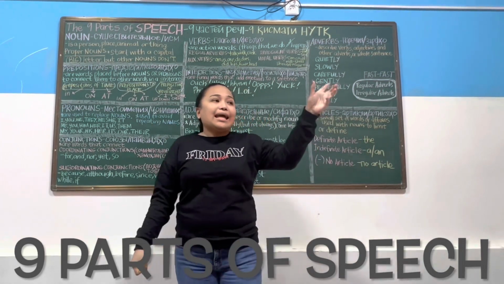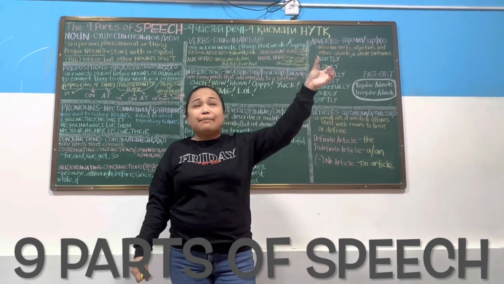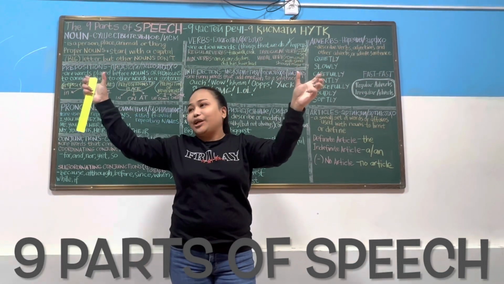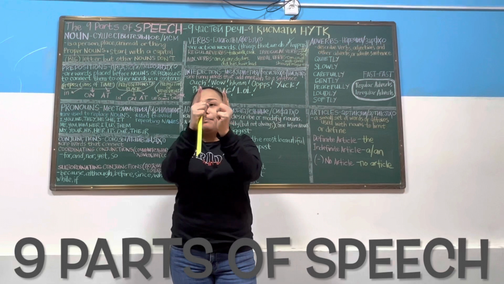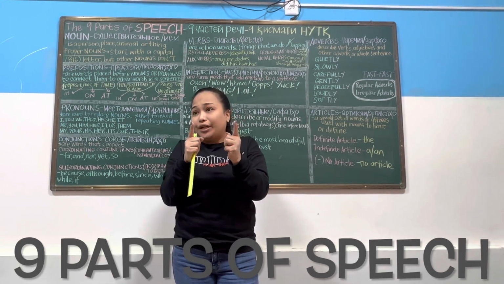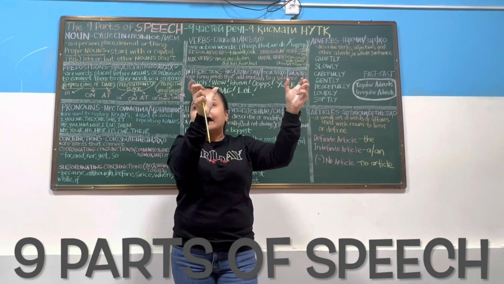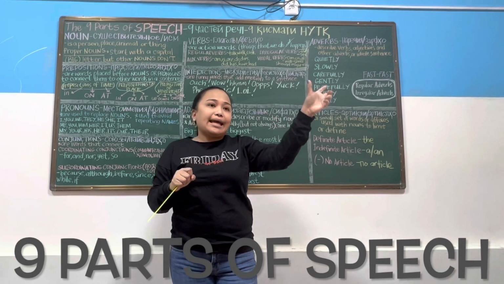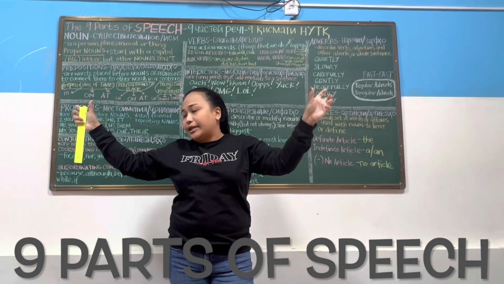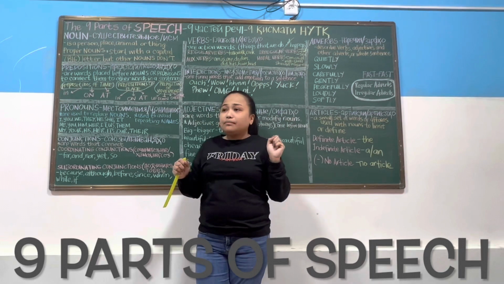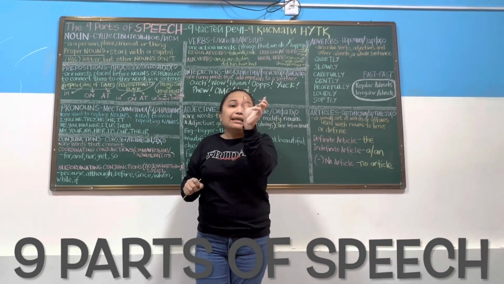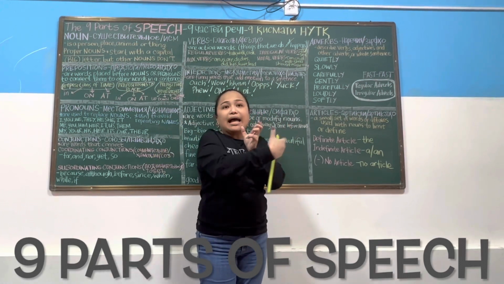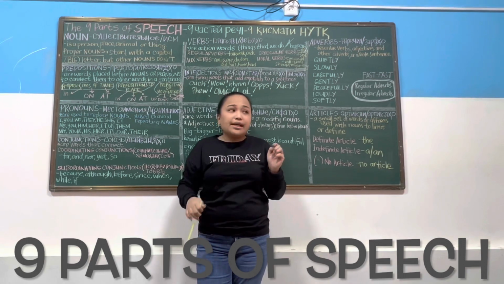Example, I am. I am. Look at my hands. I am Faridun Learning Center. Okay? We put preposition at. You understand? I am at Faridun Learning Center. The preposition at connects I am and Faridun Learning Center. You understand? Did you understand or no?